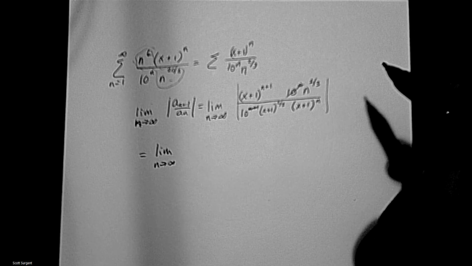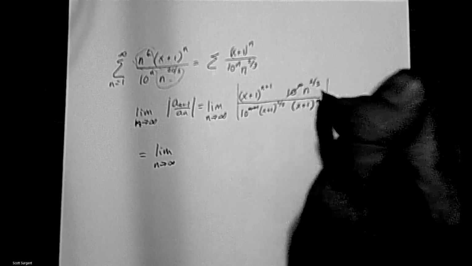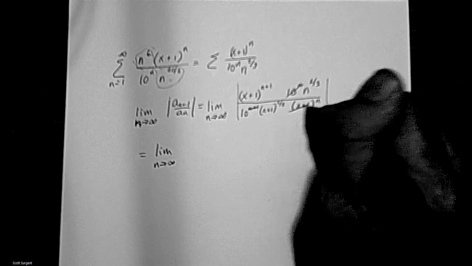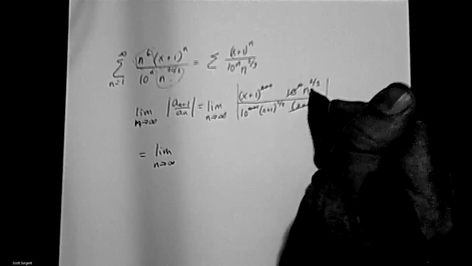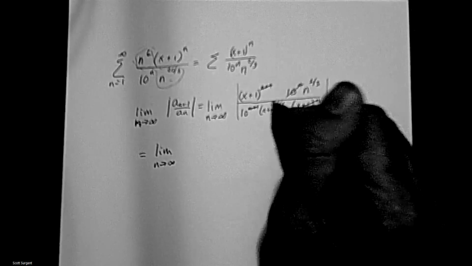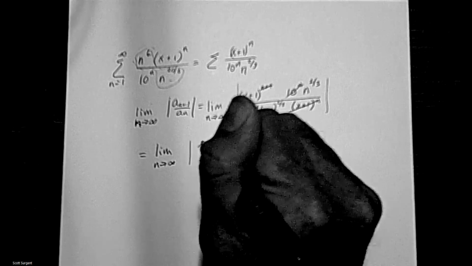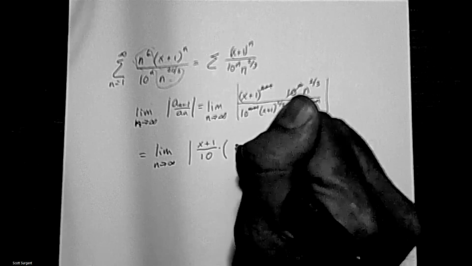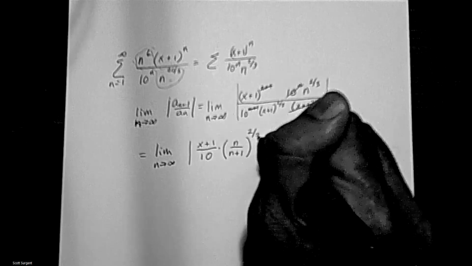The x plus ones in the top will take care of, well, there'll be one left over because all of these guys will cancel out. So this will be gone, leaving one of these. All right, and what I'm going to do here with the n plus 1 to the 2/3, I'm going to combine them. So I actually have x plus 1 over 10 times n over n plus 1 to the quantity 2/3.